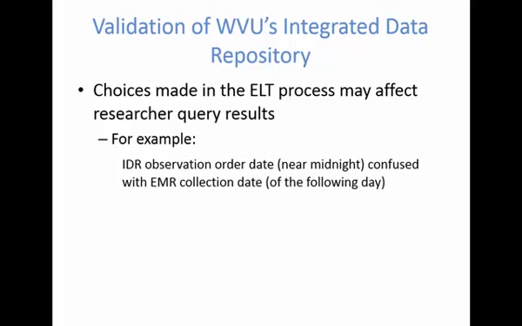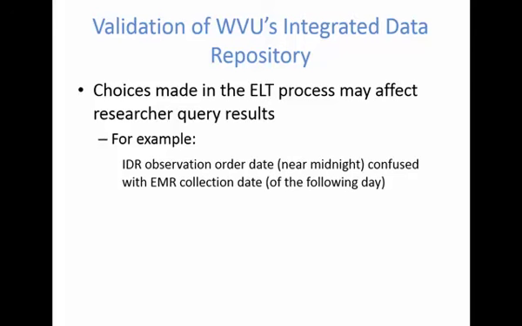So even though the system was valid, it's important to realize that the choices made through extracting that data and bringing it to you may affect the researcher query results. For example, you might think that you're requesting one thing, but you're actually getting something else. It's not a mistake, it's just that you need to make sure what you think you're asking for is what you're getting.